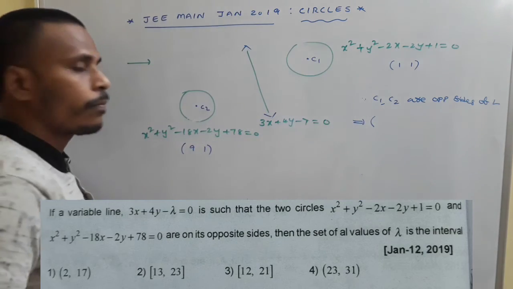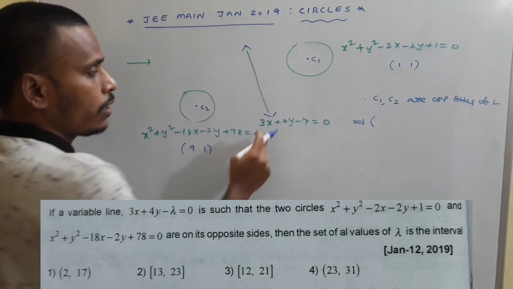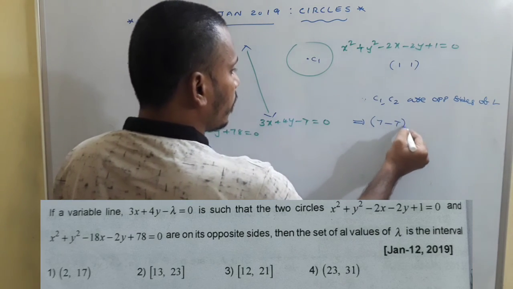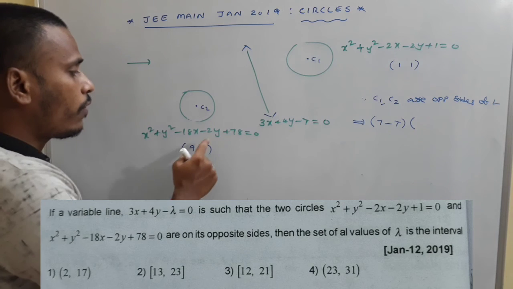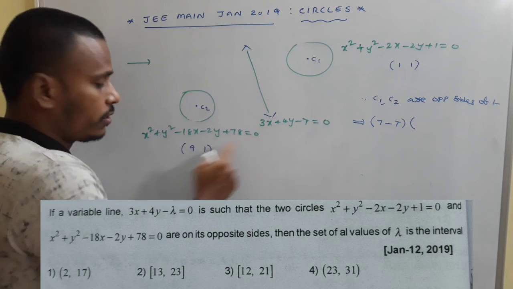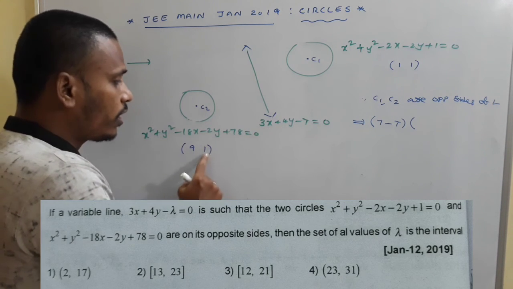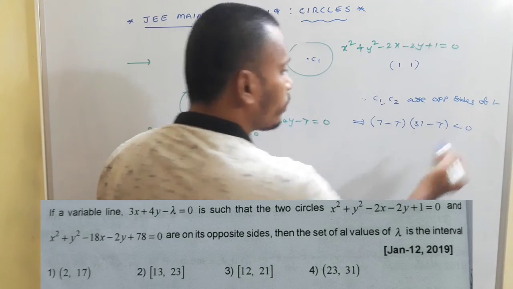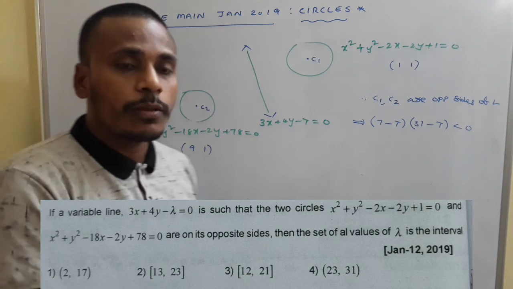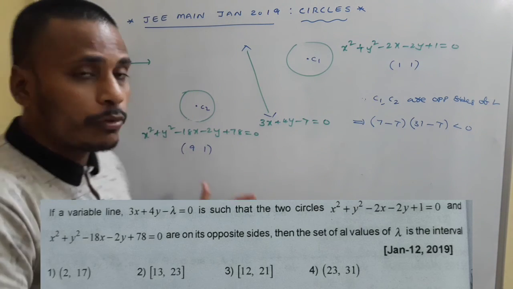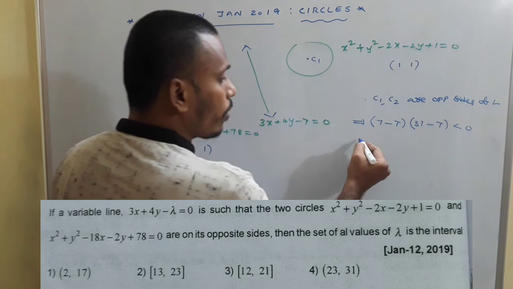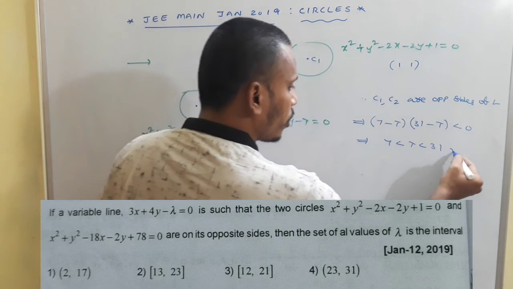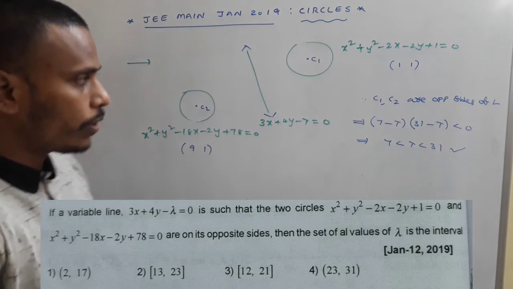So substitute (1, 1) first. If you substitute (1, 1) in the line, 3 plus 4 is 7 minus lambda. And substituting (9, 1) in this, 9 times 3 is 27, 27 plus 4 is 31, 31 minus lambda, the product is less than 0. See, if 2 points are on the same side, the product is greater than 0. Since they are on opposite sides, the product is less than 0. So from there it is very clear that the value of lambda is in between 7 and 31. Usual quadratic inequality. That's one part.